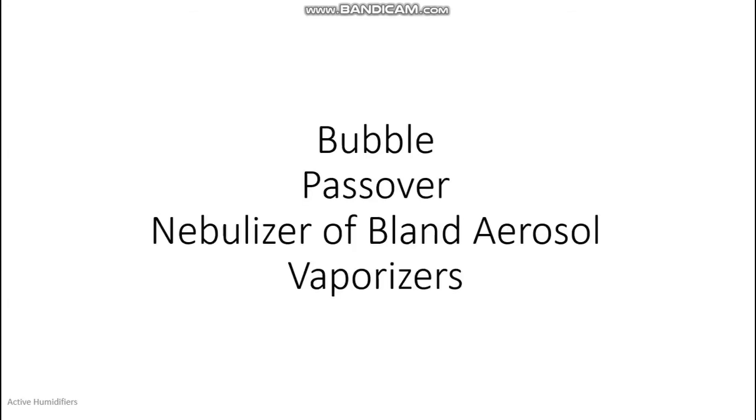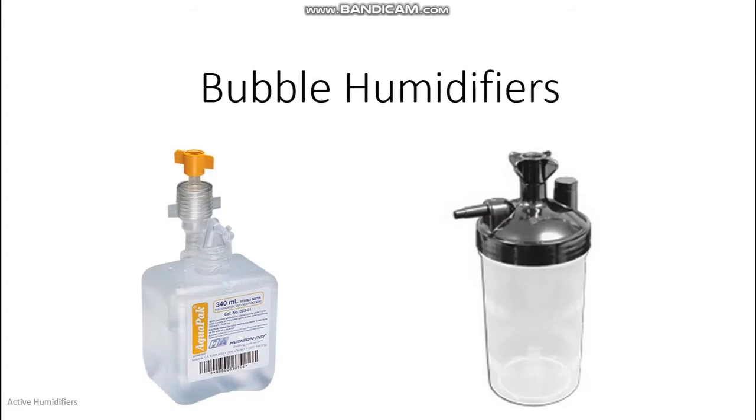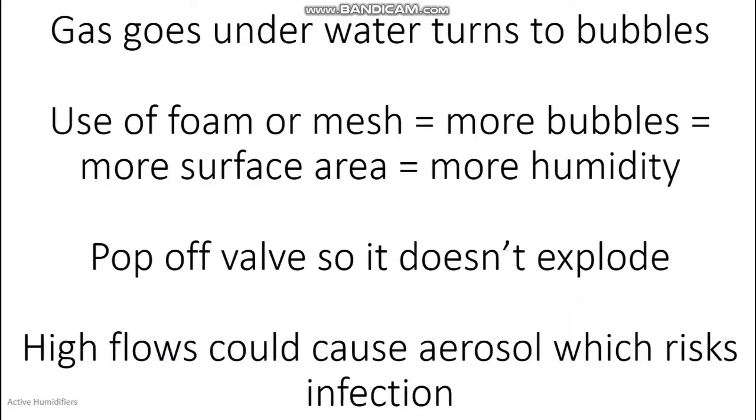4 active humidifiers are bubble, passover, nebulizer of bland aerosol, and vaporizers. In bubble humidifiers, gas goes underwater then turns to bubbles. Use of foam or mesh equals more bubbles equals more surface area equals more humidity. It has a pop-off valve so it doesn't explode. High flows could cause aerosol which risks infection.